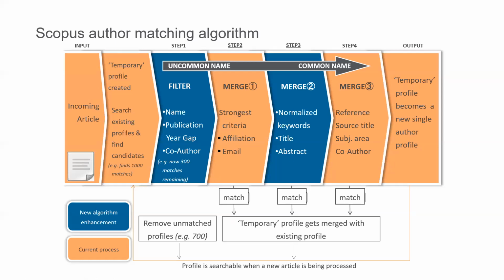So the algorithm looks at a number of parameters and tries to match on any of those parameters to see whether this document belongs to this researcher. As soon as it can make a match, the temporary profile becomes a single author profile, and your publication is matched to an author profile, and it captures your information. So the information about your name, which institution you are at, the subject area that you're publishing in, and so on, all the information that we can find on the publication. So this is how the author profile is created, using this algorithm.